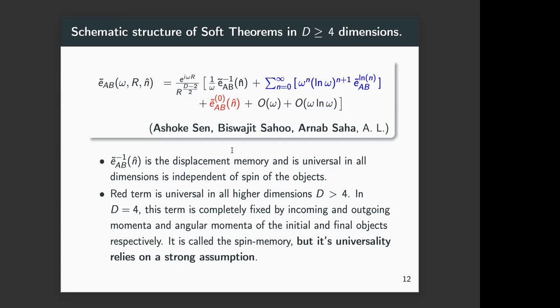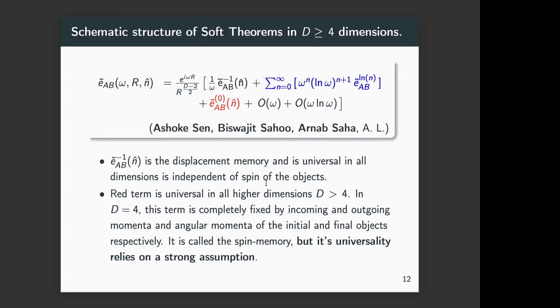All the terms that I have suppressed here, like order omega log omega, in principle depend on the details of the theory. If you have Einstein-Hilbert action or some other theory, then the functional form of these coefficients will change. Their dependence on initial and final momenta will change. Is that clear? Did I answer your question? Okay, thank you.